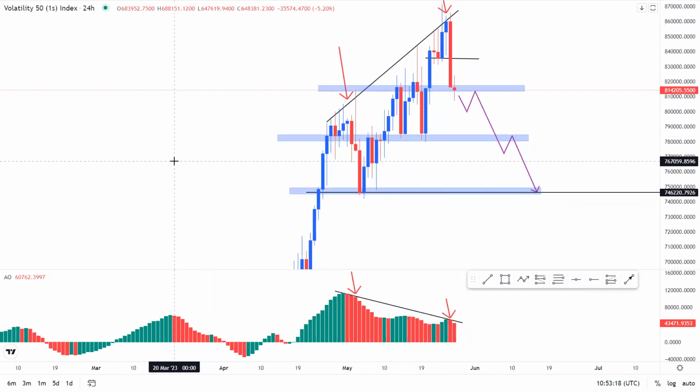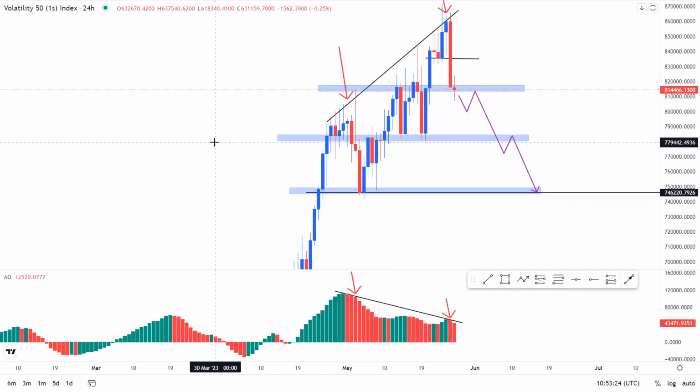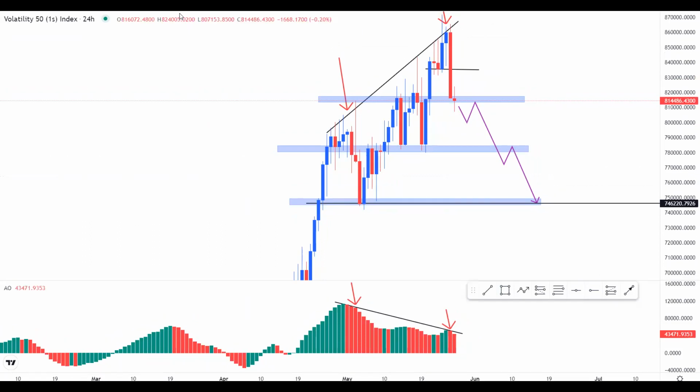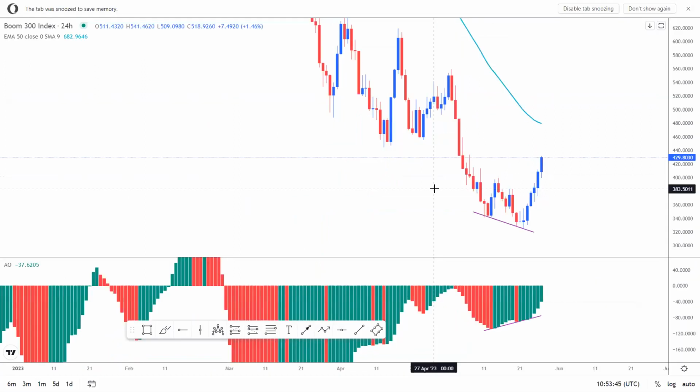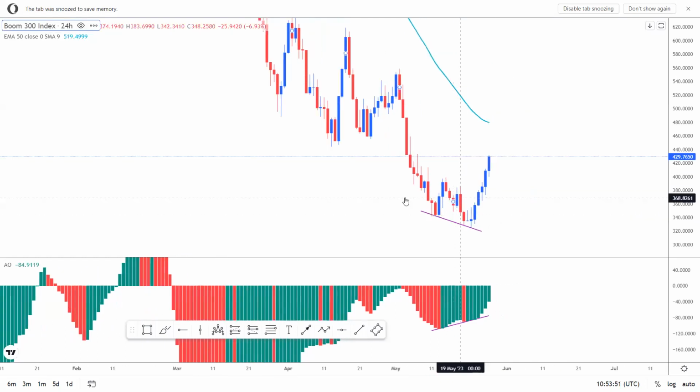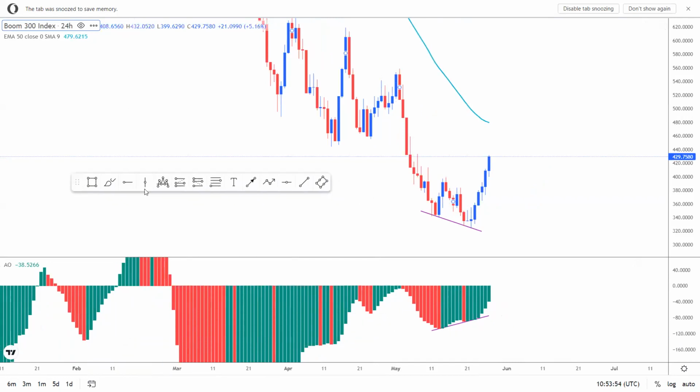It is one thing to be able to identify divergence, and another to make use of the knowledge to identify possible trade opportunities. Moving back to the Boom 300 index, here we have a clear case of a bullish divergence, signifying that a buy reversal is imminent.